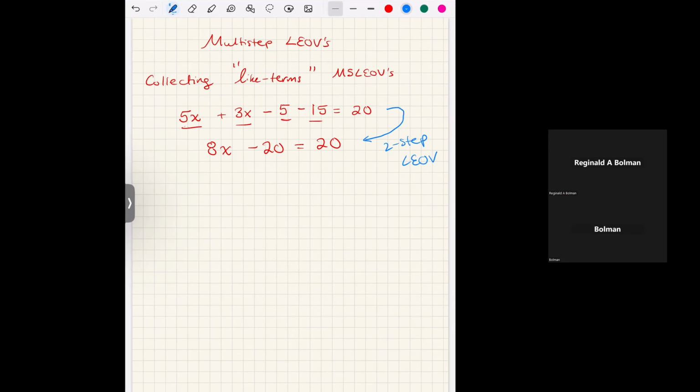From this stage, or at this point rather, it's going to be rather straightforward for us to solve the equation. We're going to add the additive inverse of a -20 to both sides of our equation.